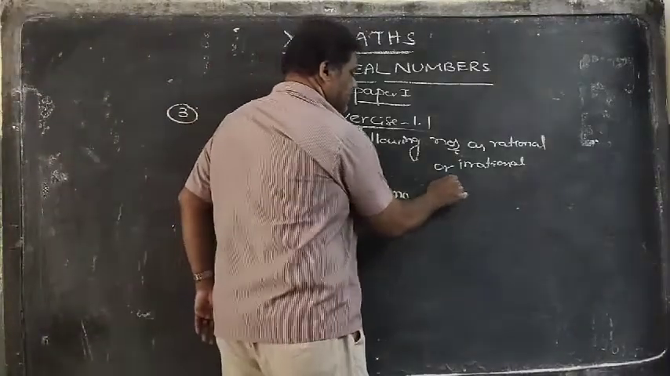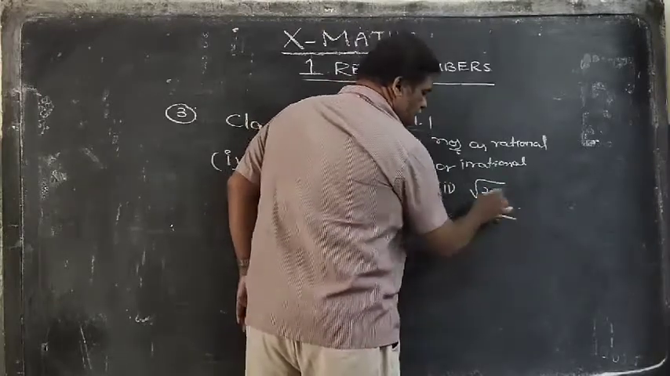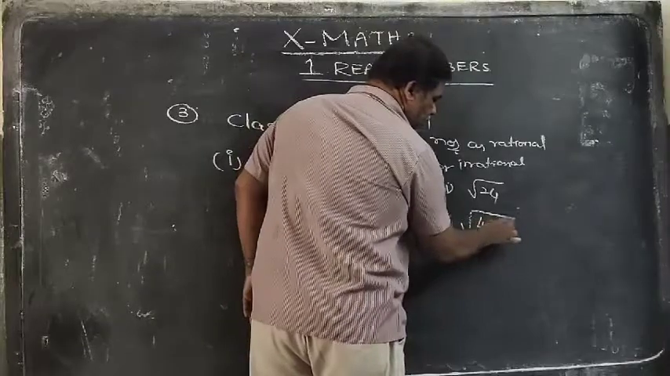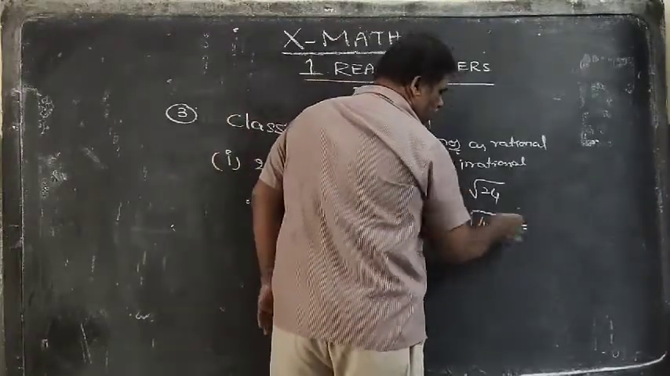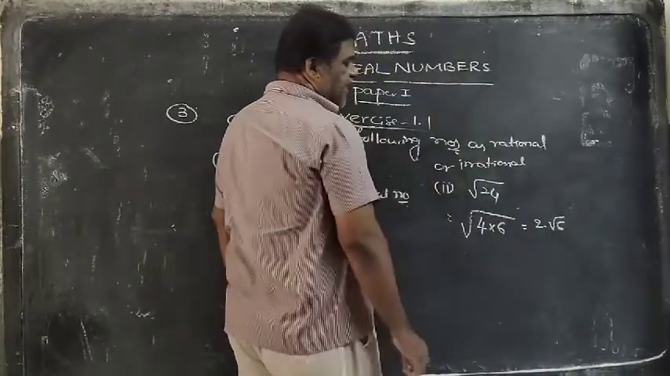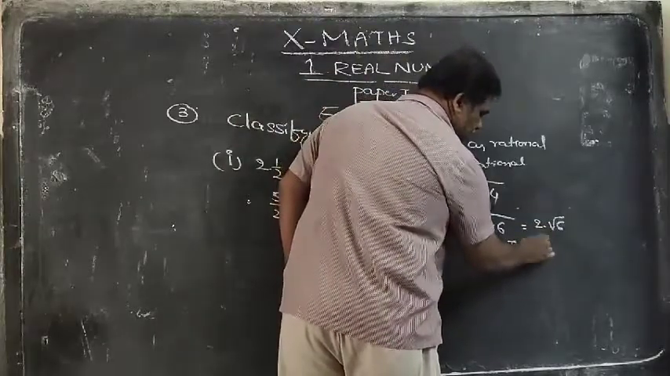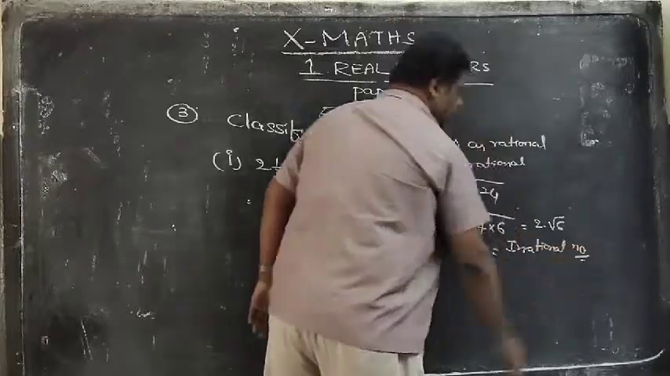Second one, square root of 24. 24 you can write like this, 4 into 6. Because square root of 4 we know is 2, you can take it outside, it is 2 root 6. We cannot write the exact value of root 6, so it is an irrational number. We cannot remove the root, it is an irrational number.